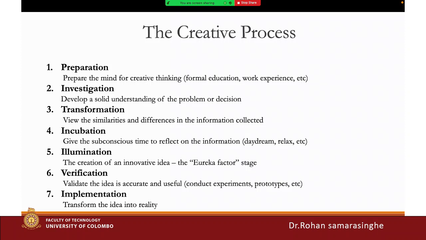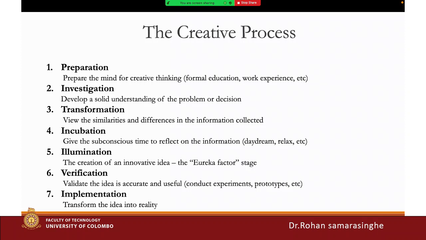Then incubation. Give the solution, and then transform it, view the similarities and the differences of the information collected. Incubation means giving the subconscious time to reflect on the information. And illumination means creation of an innovative idea. Up to this point, you have analyzed all those things and you can create an innovative idea.